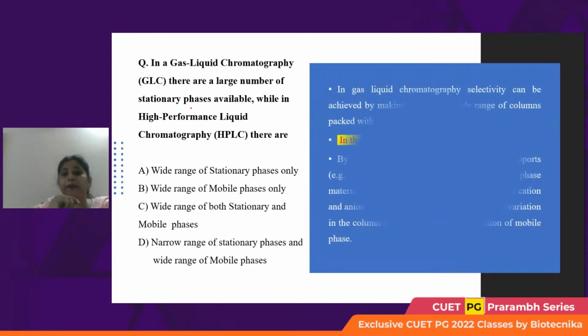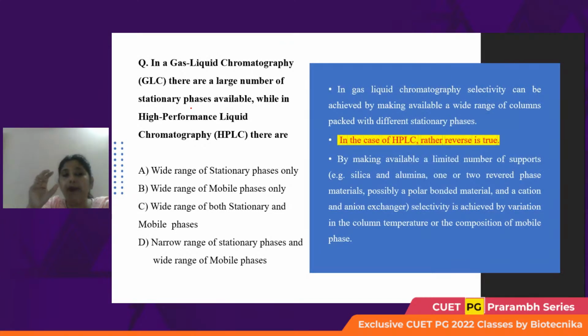So here the concept, what should be the answer for HPLC here? So always remember, as I say, when you compare, you learn better. So in gas liquid chromatography, we can get a better result when you are using a wide range of columns packed with different stationary phases. So it means that you are using a large number of stationary phases. But always remember this line: in the case of HPLC, reverse is true.